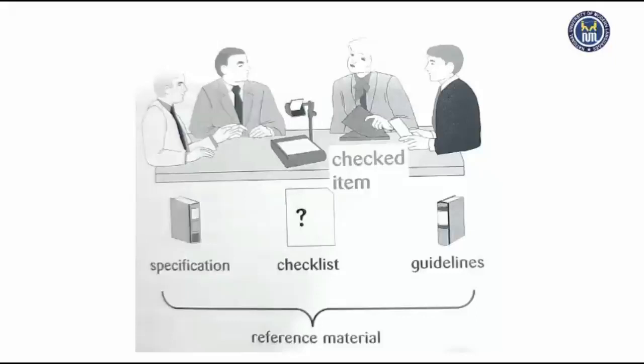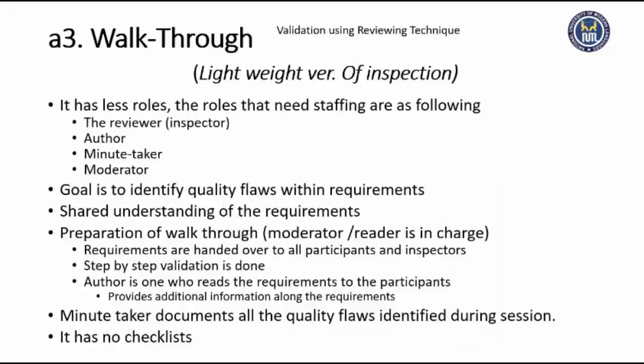This is basically called a lightweight version of the inspection. It has fewer roles. The roles that need staffing are as follows: the reviewer, which is the inspector, author, minute taker, and a moderator. The goal is to identify quality flaws within requirements and shared understanding of the requirements. Preparation of the walkthrough is done by the moderator or reader. Requirements are handed over to all participants and inspectors. Step-by-step validation is done.